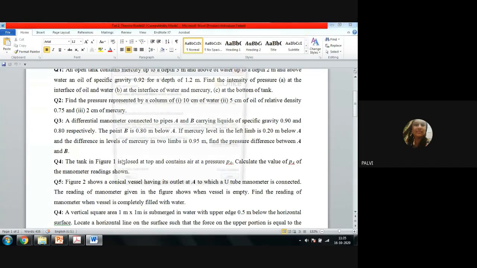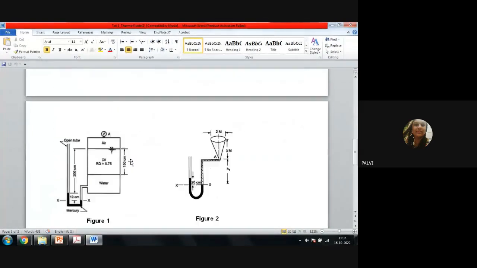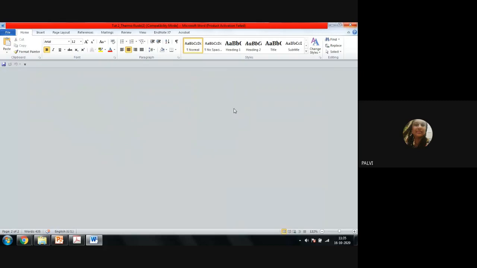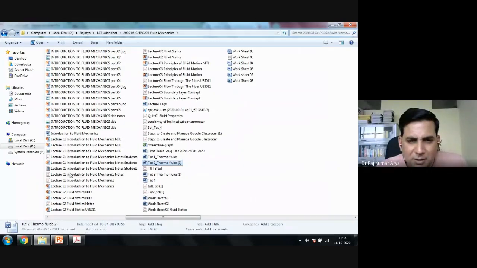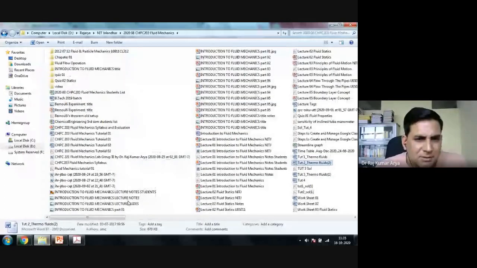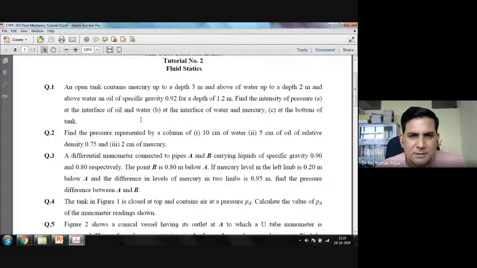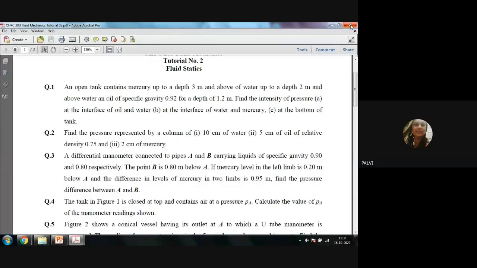Sir, this one, a vertical square area, 1 meter into 1 meter. Okay. I don't know this one. So 1 meter into 1 meter. But I have also shared it with you now, so I should also have that same question with me. Is it the tutorial worksheet? So move down.